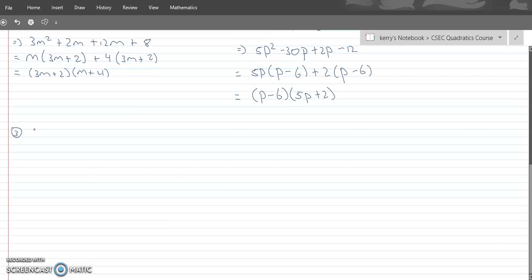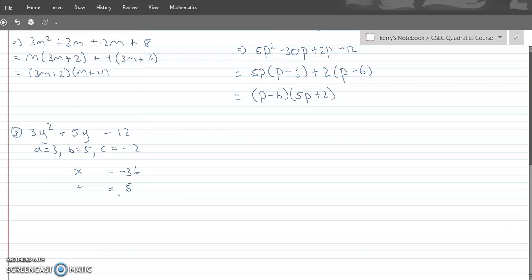Let's go with number 3. Let's go with 3y squared plus 5y minus 12, right? So we are looking for two numbers. Well, first of all, we have to identify a, b, and c. So a is 3, b is 5, and c is negative 12. So we're looking for two numbers that when multiplied, their result is 3 by negative 12, which is negative 36, and when added give b, which is 5.